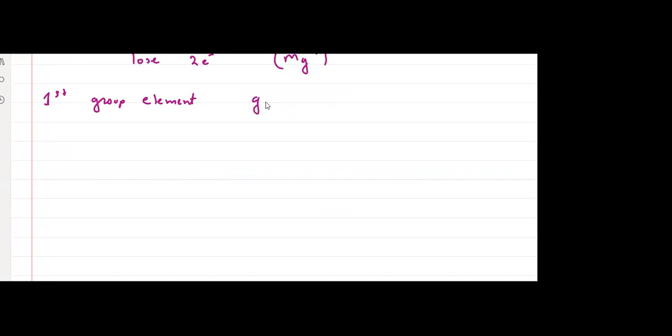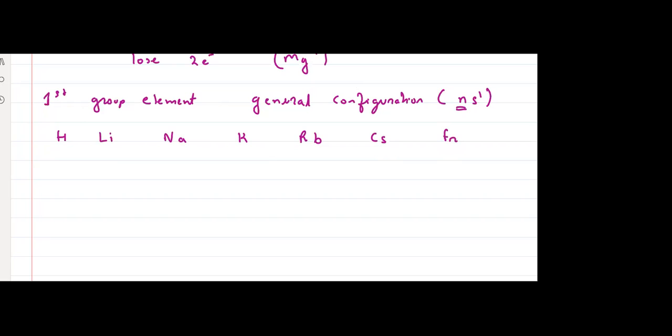What is the general configuration? Tell me. The general configuration is ns1, where n is the orbit number, and s1. For hydrogen it is 1s1, for lithium 2s1, right? Yes or no? So I can just say it is hydrogen, lithium, sodium, potassium, rubidium, cesium, francium. Yes or no? How to remember, sir? How do you know? So you have to remember the names.